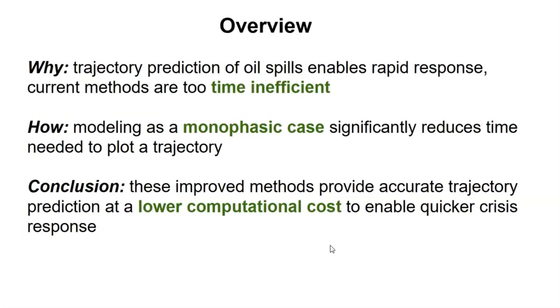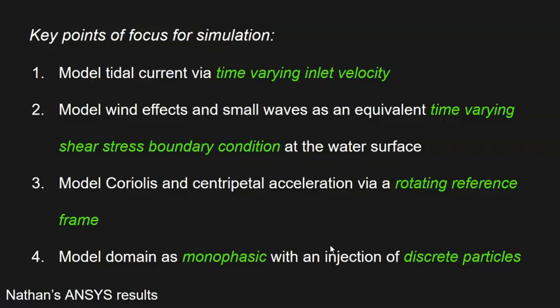Hey guys, so for the overview, the reason we're doing this is we're trying to accurately predict the trajectory of an oil spill in a faster method that's more computationally efficient. Because the faster you can model an oil spill, the faster you can apply emergency response to clean up the oil. How we're doing this is we're going to be modeling the oil domain as a monophasic case of just water and oil particles, which will significantly reduce the time that we need to plot an accurate trajectory. And we hope that these improved methods will provide an accurate trajectory prediction at a lower computational cost, which will allow for quicker emergency response.